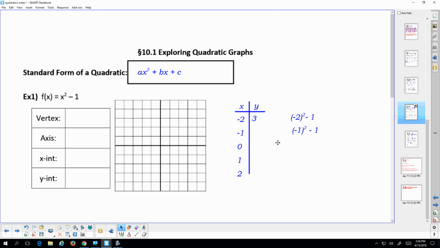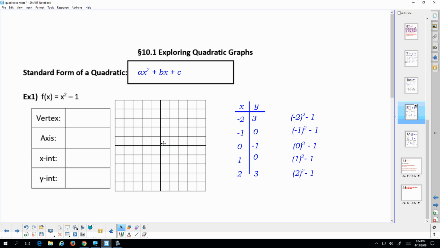Let's do -1. What's -1 squared minus 1 going to give me? That'll give me 0. Let's go to 0. That gives me -1. Let's try 1. That gives me 0. And let's do 2. That gives me 3. So now I'm going to plot these points.